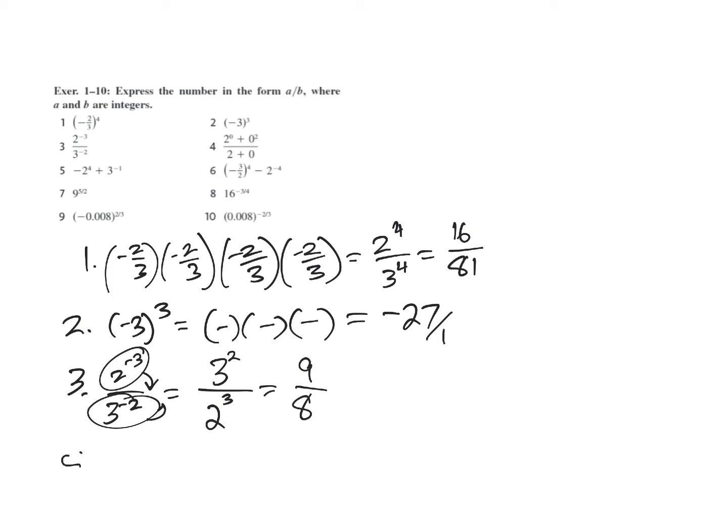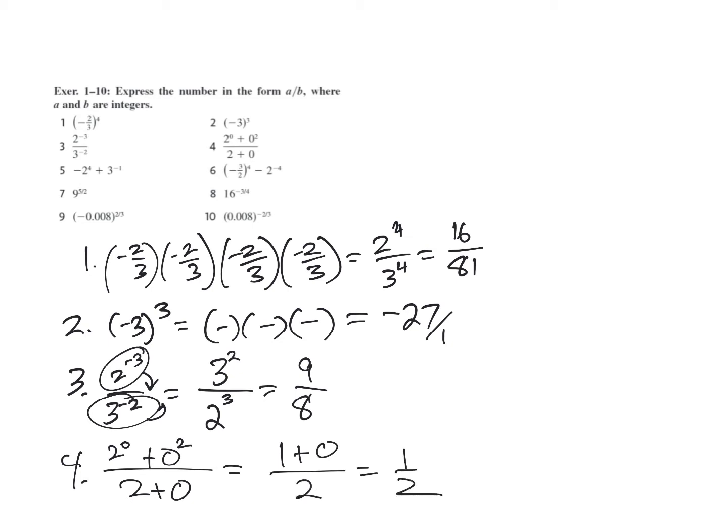All right, number 4, you have 2 to the 0 plus 0 squared, and 2 plus 0. So do each of these individually. 2 to the 0, anything to the 0 power is 1. 0 squared is 0, and 2 plus 0 is 2. So this answer is 1/2. All right, and then we go to number 5.